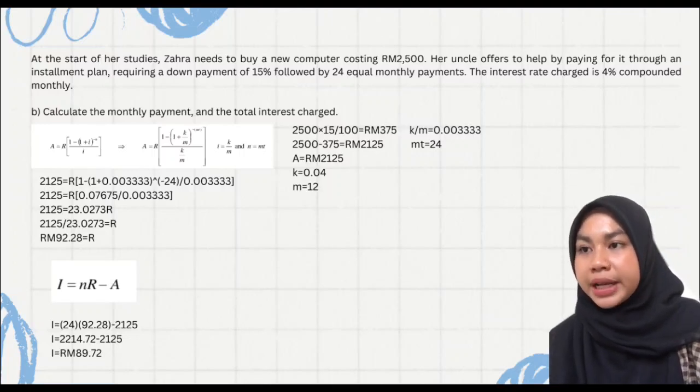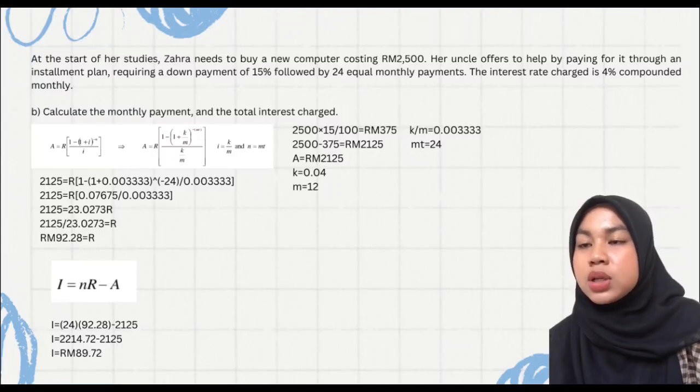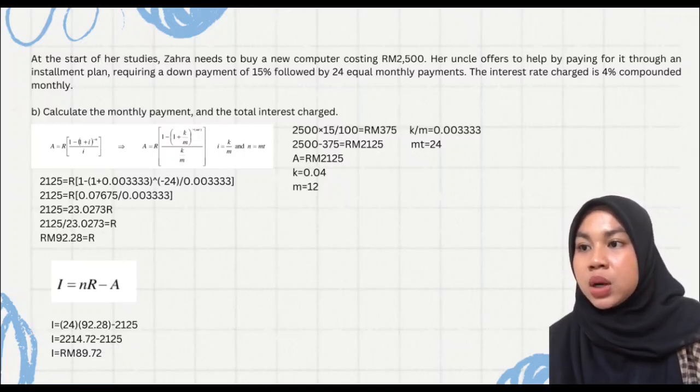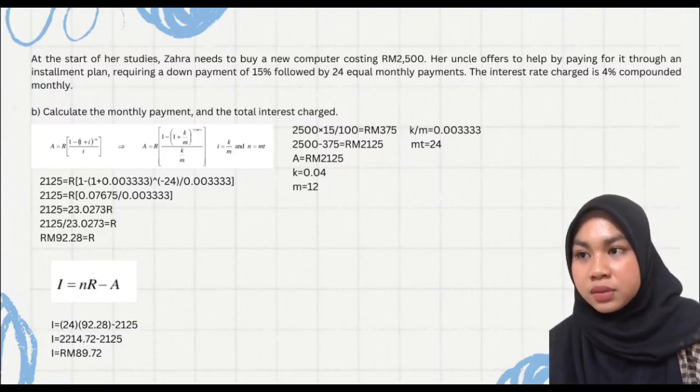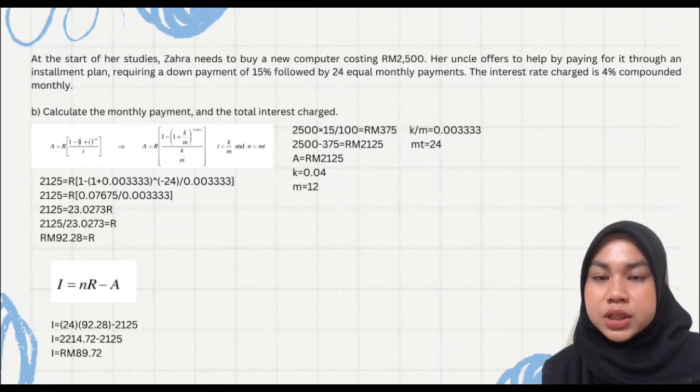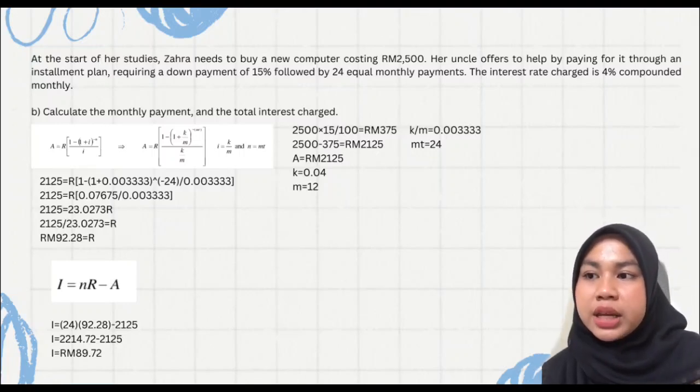2,125 equals R times 0.07675 per 0.003333. 2,125 equals 23.0273 R. 2,125 per 23.0273 equals R. So for the answer, 92.28. So for the total interest charge, we use I equals NR minus A.